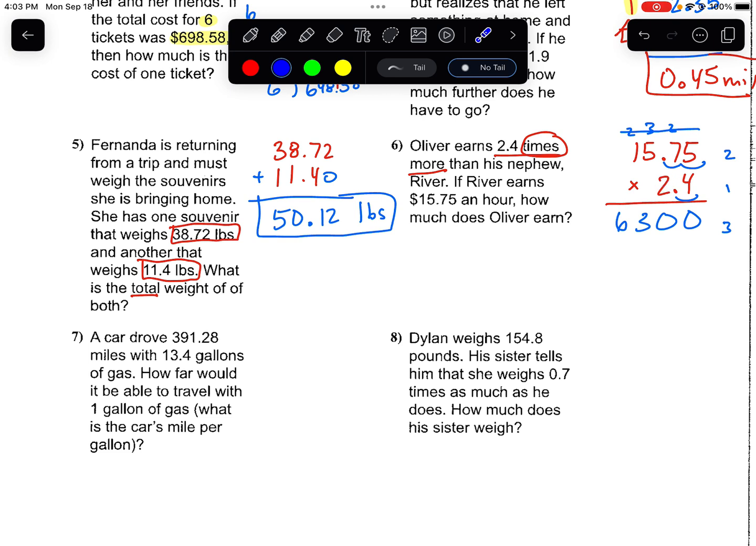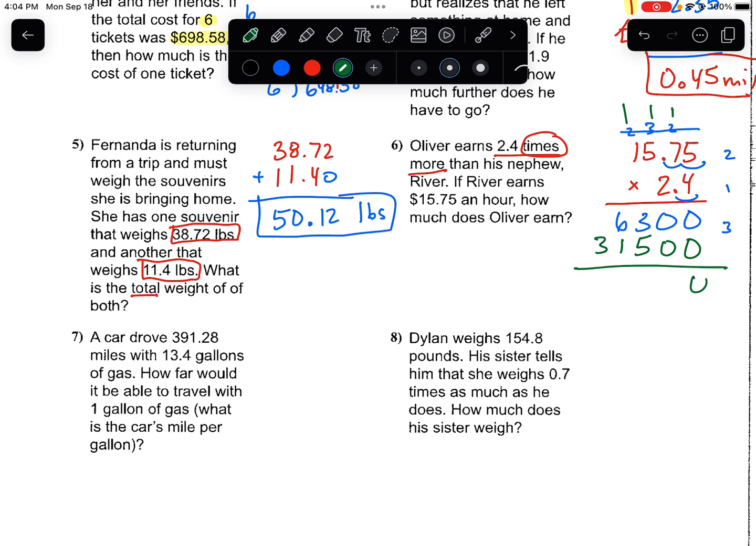So before I multiply, I need to add my little 0 placeholder. And I am going to do 2 times 5, which is 10. Then 2 times 7, which is 14, plus 1 is 15. And then 2 times 5, which is 10, plus 1, which is 11. And now 2 times 1, which is 2, plus 1, which is 3. Hopefully I did this okay.